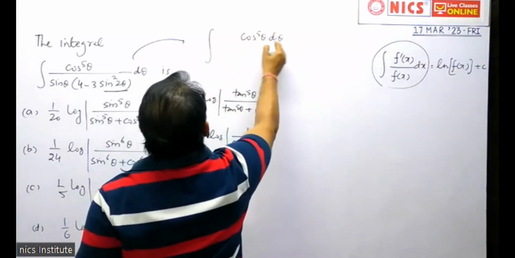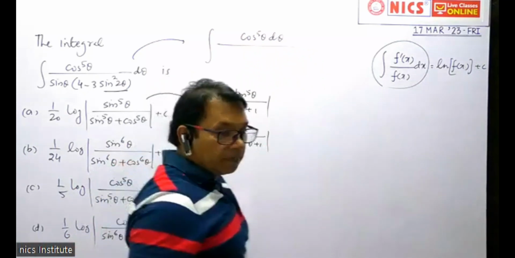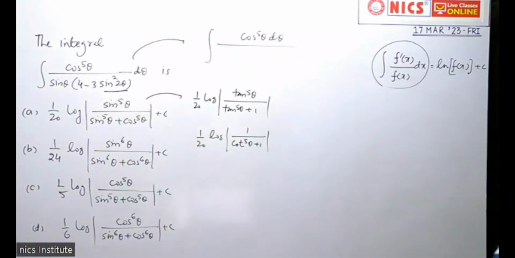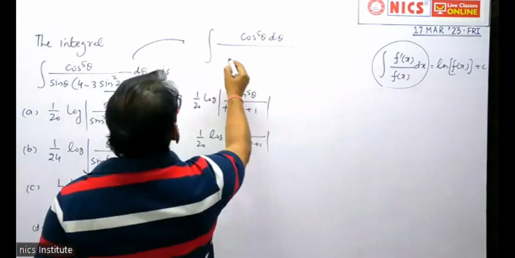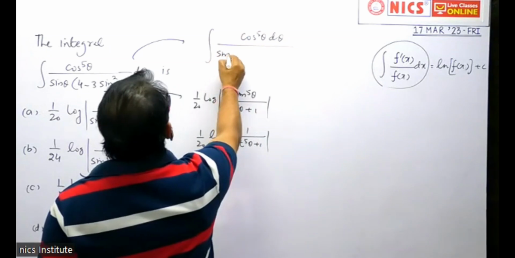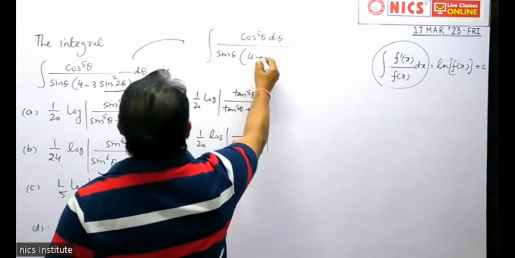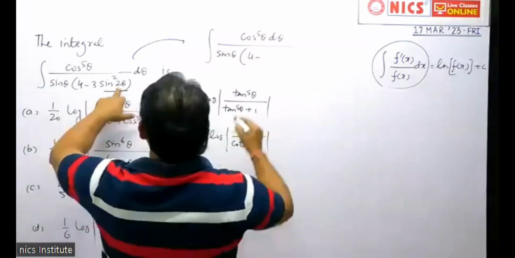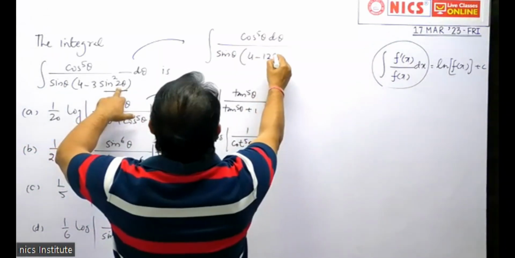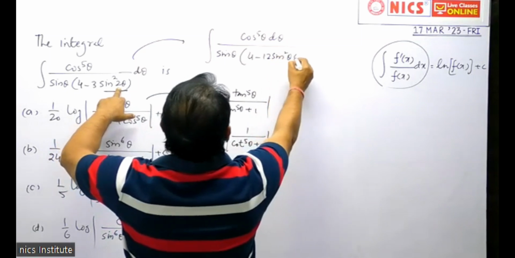This is a past JEE paper 2 question. This is in fact 2020 JEE paper 2, September attempt. This is sine theta. I write sine 2 theta is 2 sine theta cos theta. Squaring this will be 4 into 3, 12 sine square theta cos square theta.